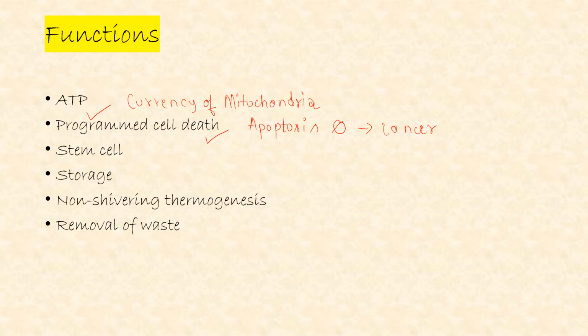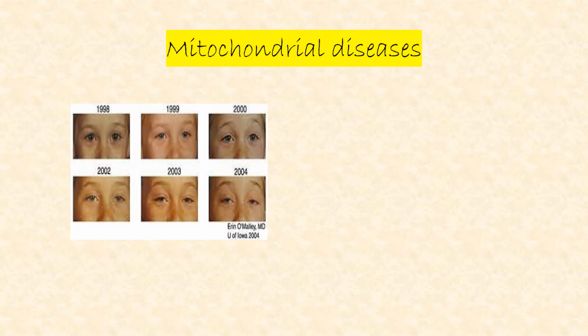It regulates stem cells, stores calcium ions, and protects from the cold by non-shivering thermogenesis, which means it generates body heat when we are in a colder region to help maintain body temperature. It also removes waste material, that is ammonia. And here are some diseases which occur due to malfunctioning of mitochondria.